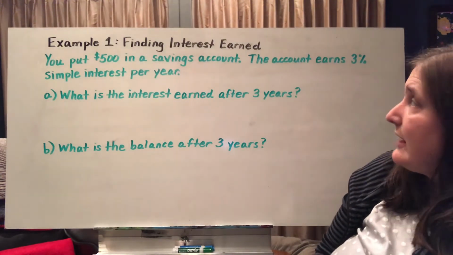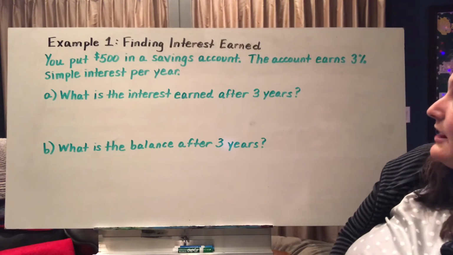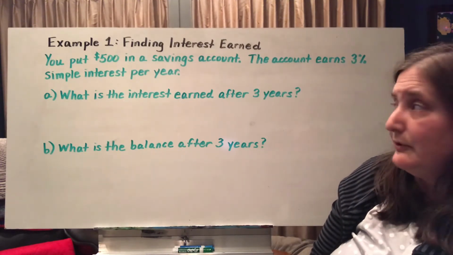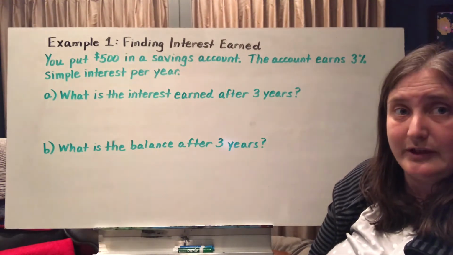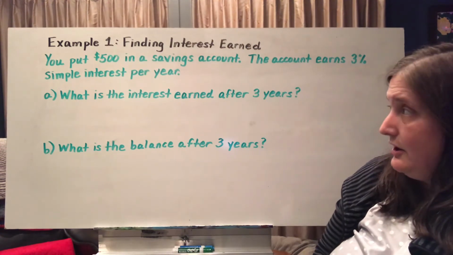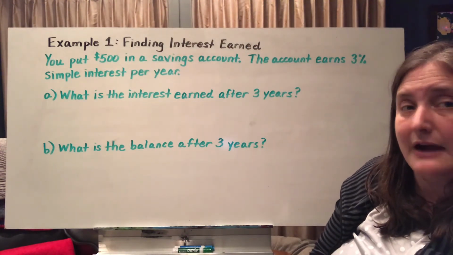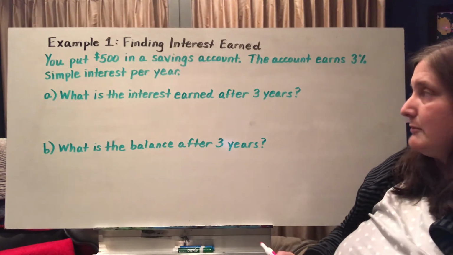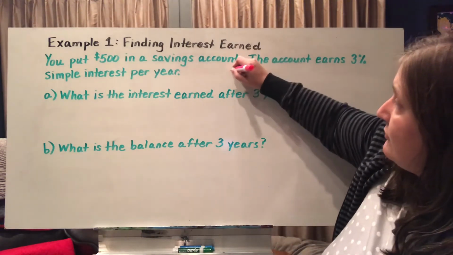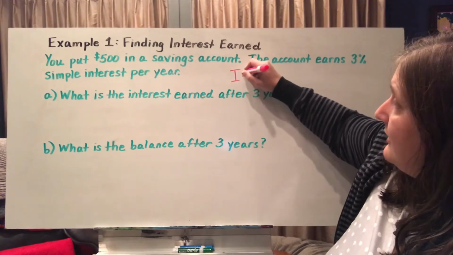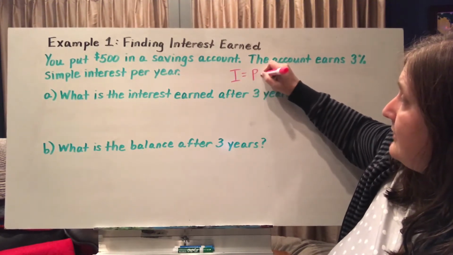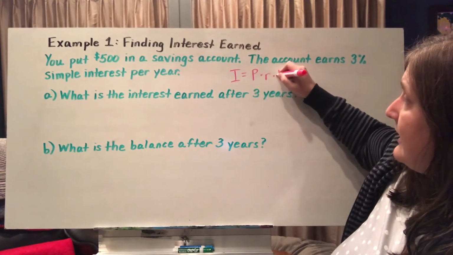So you put $500 in the savings account, and the account is earning 3% simple interest per year. So that's what they give you every year. We want to know what is the interest that you're going to have earned after 3 years. So our formula is interest equals the principal times rate times time.